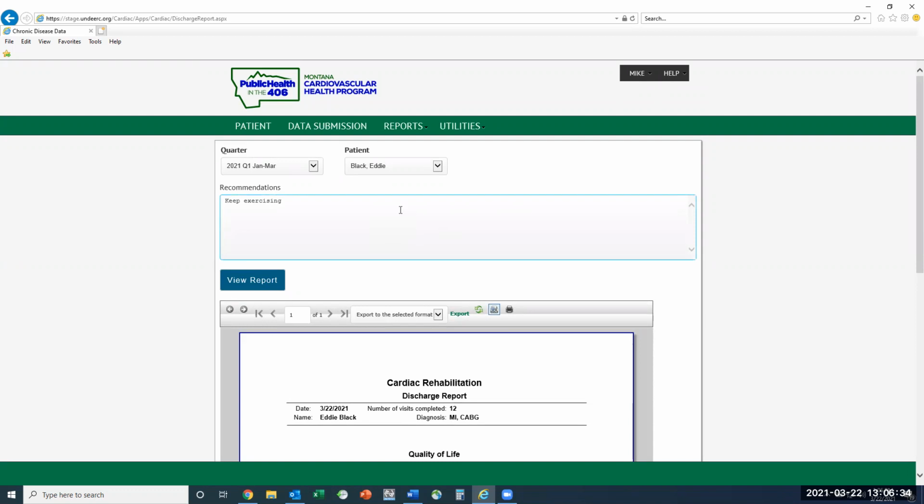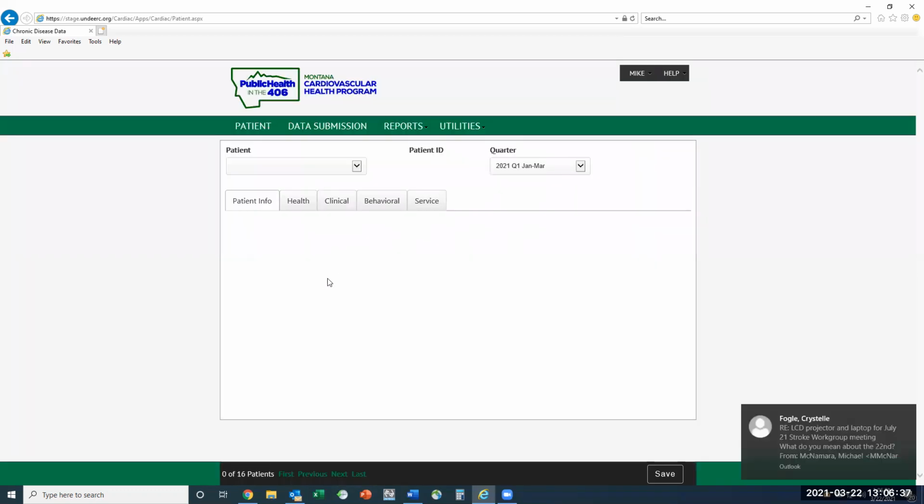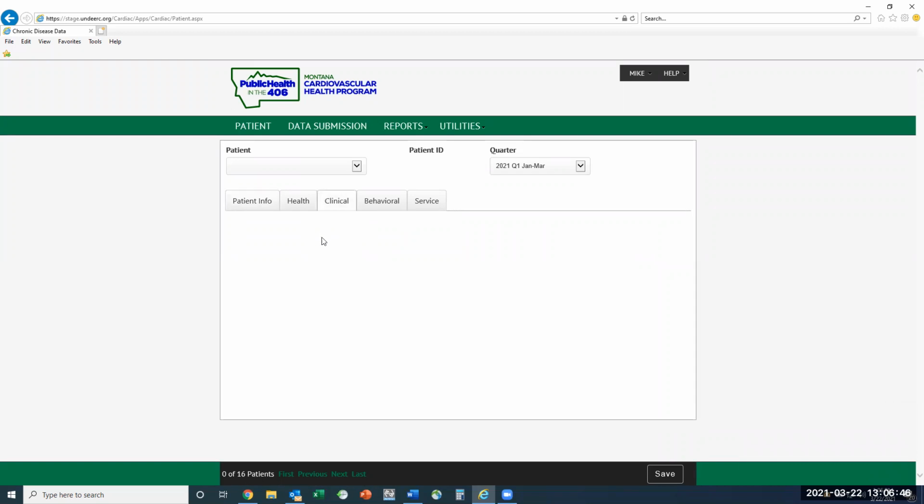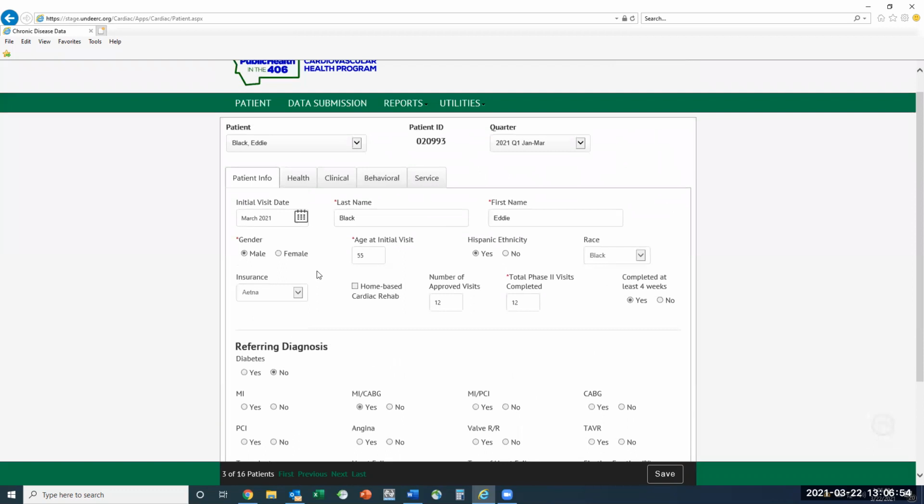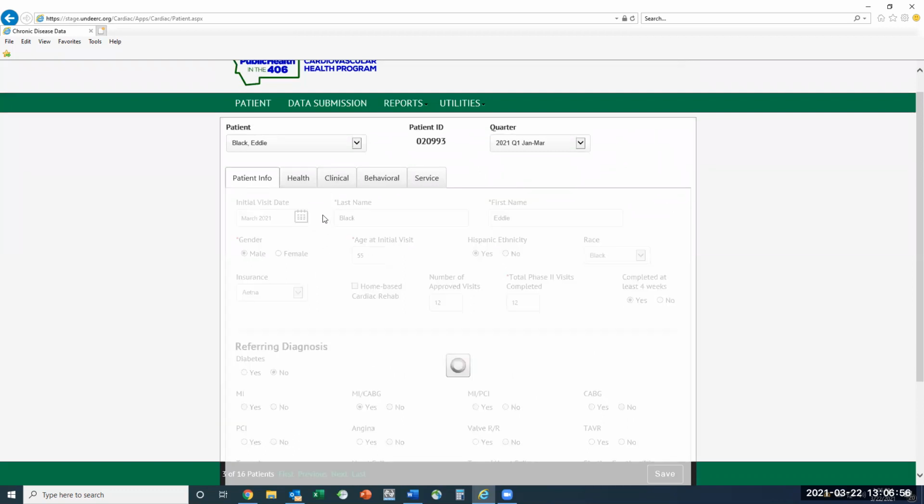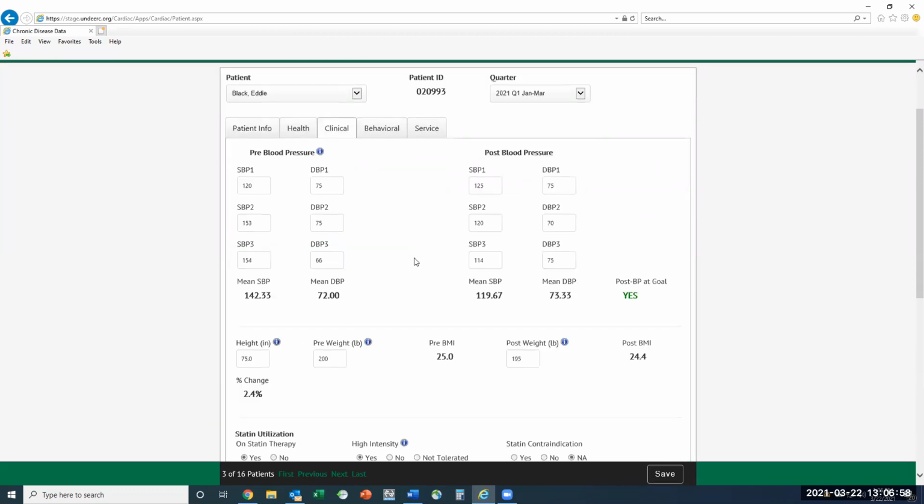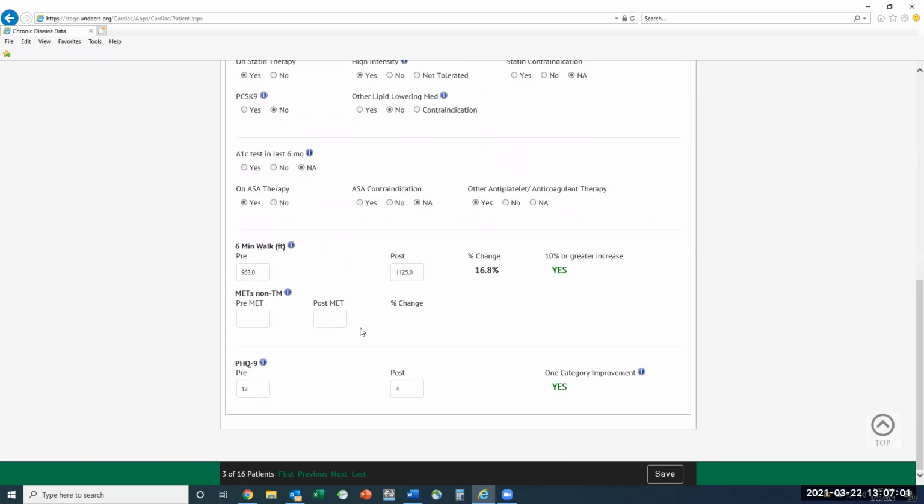The other thing that came up was the ability to record MET values for patients who are unable to walk, so non-treadmill METs. So what we did is we put that in the clinical tab for patients. And for my fictitious program here, I'm using the 6-minute walk. So here's our 6-minute walk data in the clinical tab, but there's also a spot to put pre and post METs, and these are non-treadmill METs.